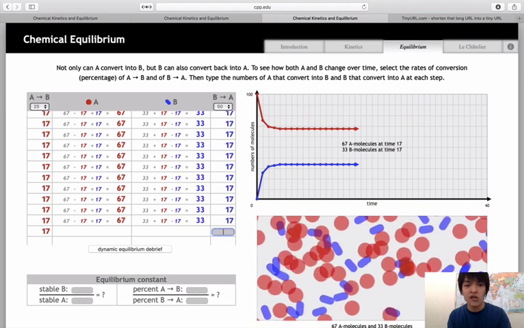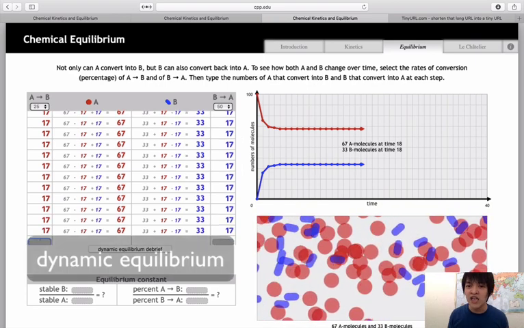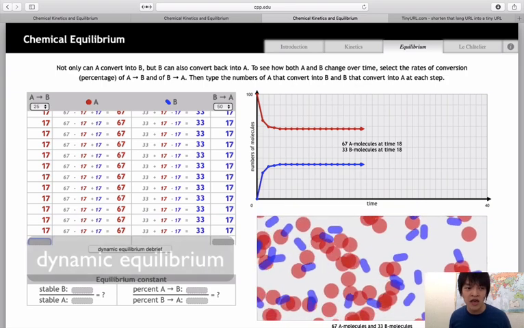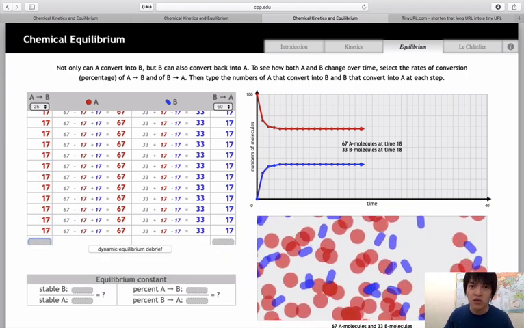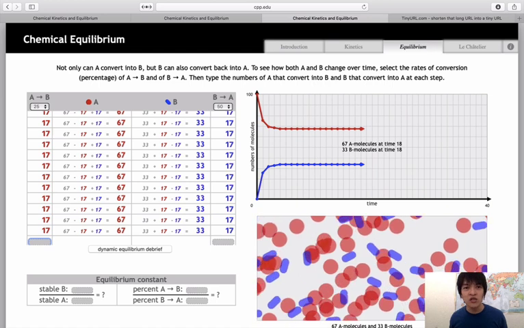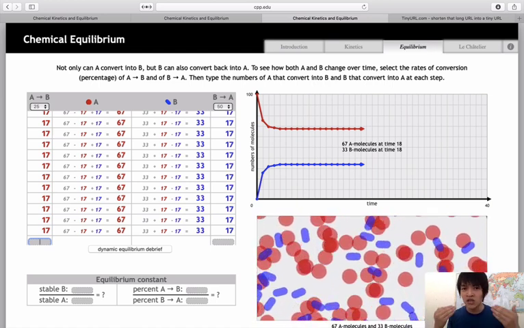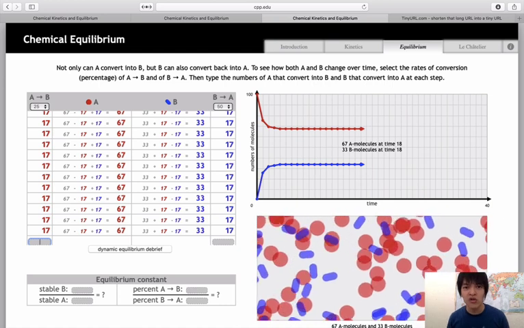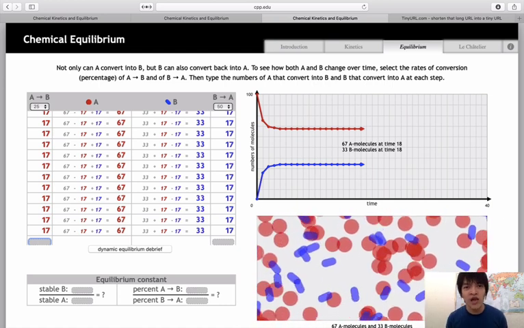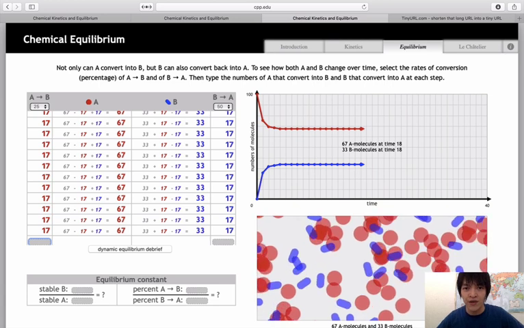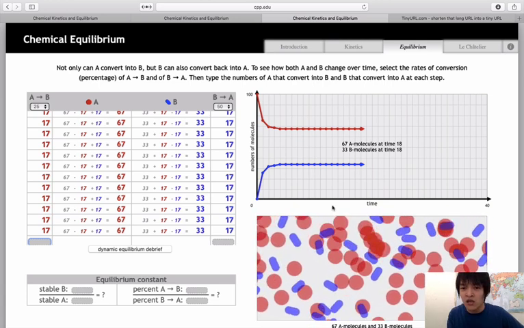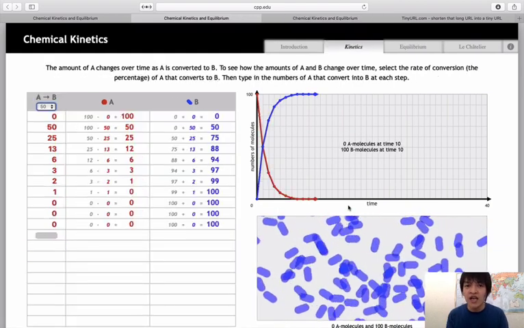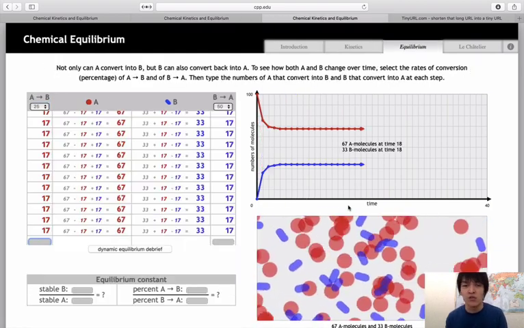It technically doesn't stop, and this is what we call dynamic equilibrium. All equilibrium reactions, at least as applied to chemical reactions, actually do not stop. They continue going. It just seems like it stopped because there's no net change. The rate of the forward reaction equals the rate of the reverse reaction. So hopefully you picked up on this big idea between the kinetic simulation and the equilibrium simulation.